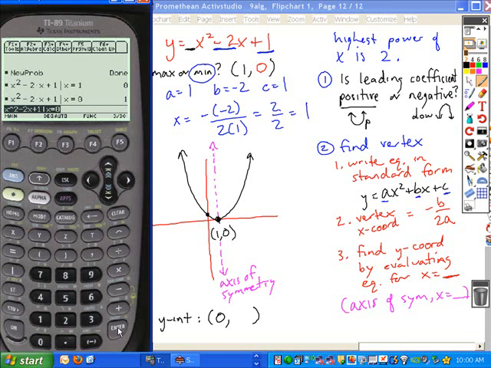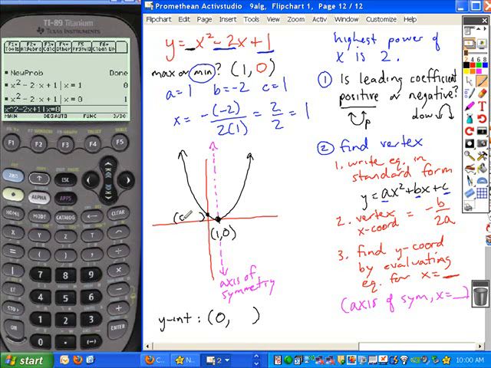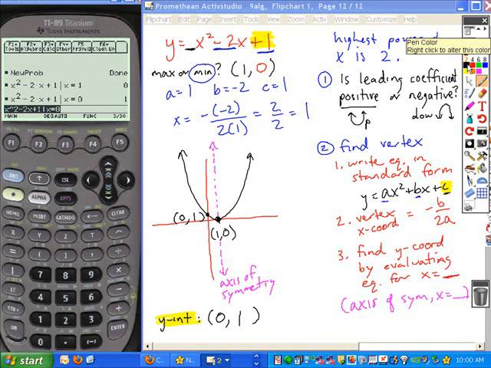And the easiest way to think about this, we can plot this point 0, 1 on the graph as well. But when you look at this, when x is 0, your y-intercept is going to wind up being this value right here, right? It's always going to be this constant. Whatever the constant is in standard form, right here is going to be your y-intercept. So it's the point 0, 1 for this graph.